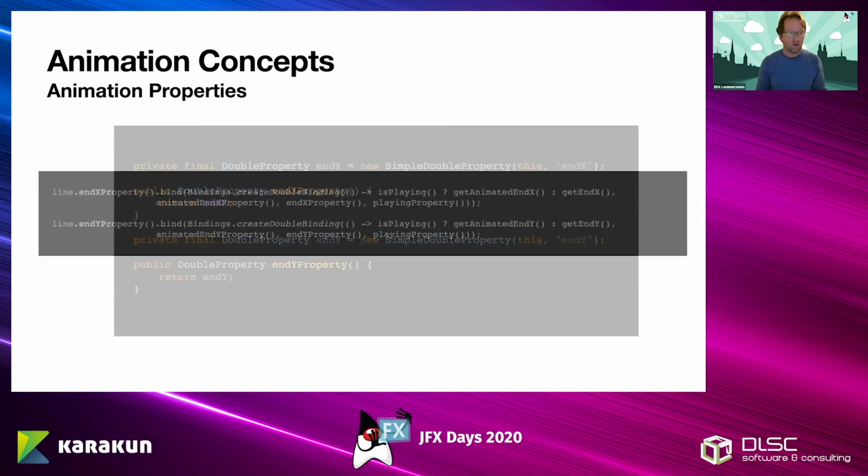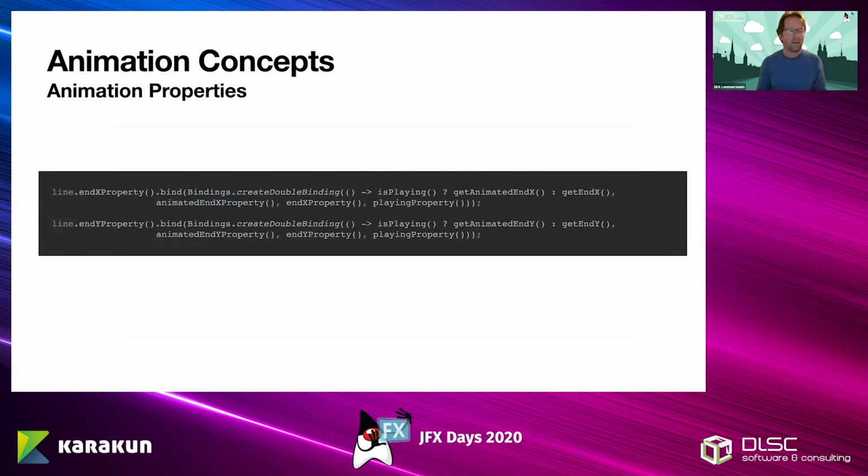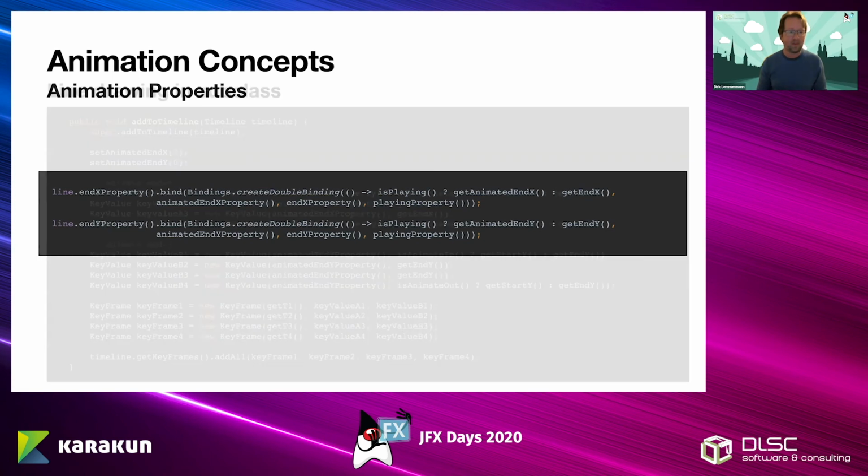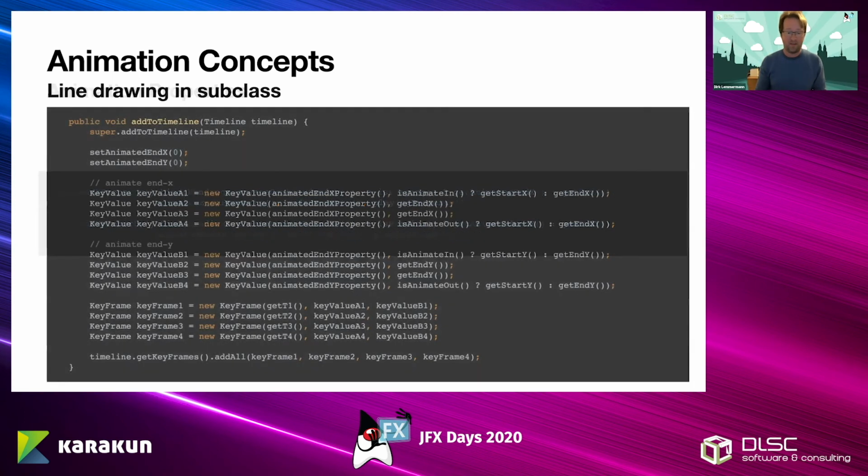And then in our code, I hope you can read this, but I'm binding either the animated end X or the regular end X property to the end X property of the line. And I'm doing the same thing with the end Y property. And this binding fires and gets updated whenever the animated property changes, or the regular Y property changes, or the Boolean playing property changes. So the moment the player starts, it will use the animated property and not the normal one.